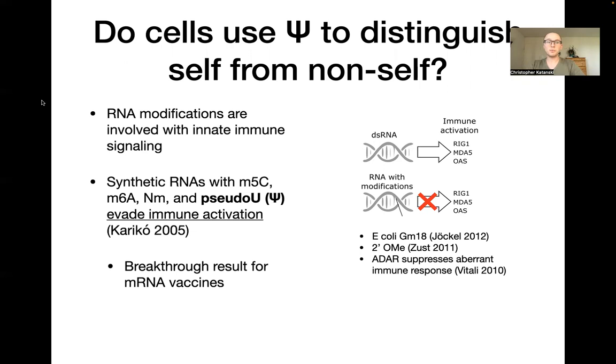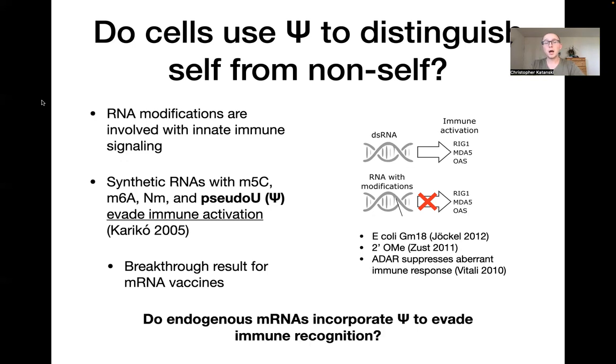And so this biology is closely related to foundational work by Katalin Karikó. This is showing that synthetic RNAs decorated with different modifications help to dampen the immune response to transfected RNAs. So this is foundational to some of the mRNA vaccines that we benefit from today. So this got us thinking, do endogenous mRNAs also incorporate pseudouridine and these other modifications to evade immune recognition?